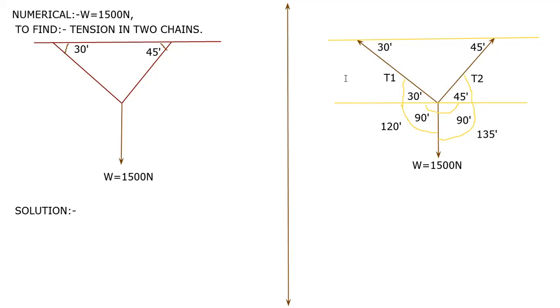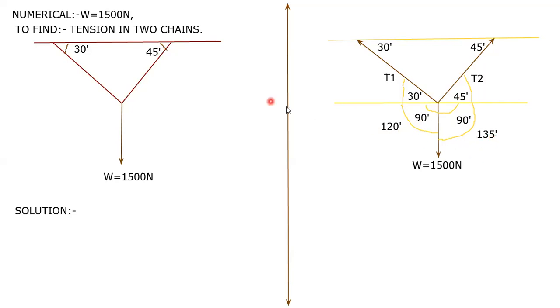Now here you are able to calculate the angles. I have shown you how to calculate the angles by using the property of opposite angles. This 30 degree will be equivalent to this 30 degree. This 45 degree will be equivalent to this 45 degree. And this total is 180 degree. This half is 90 degree, this half is 90 degree. So 90 plus 30 will be 120 degree, and 90 plus 45 will be 135 degree.